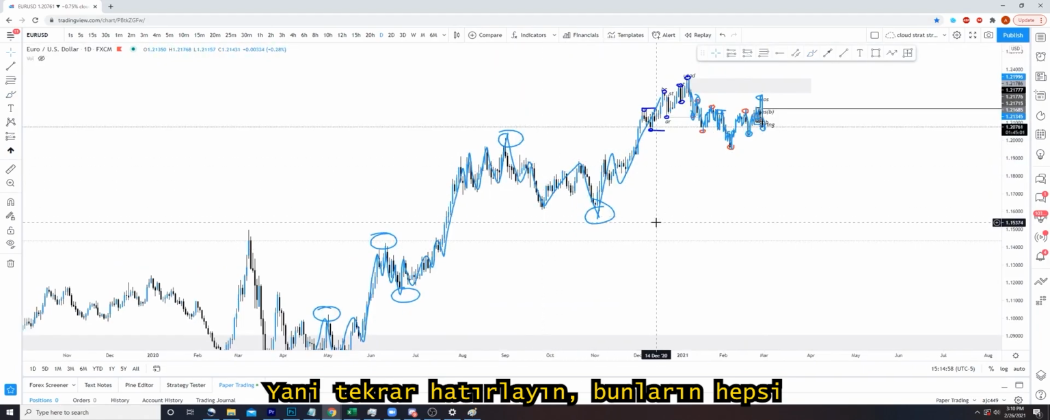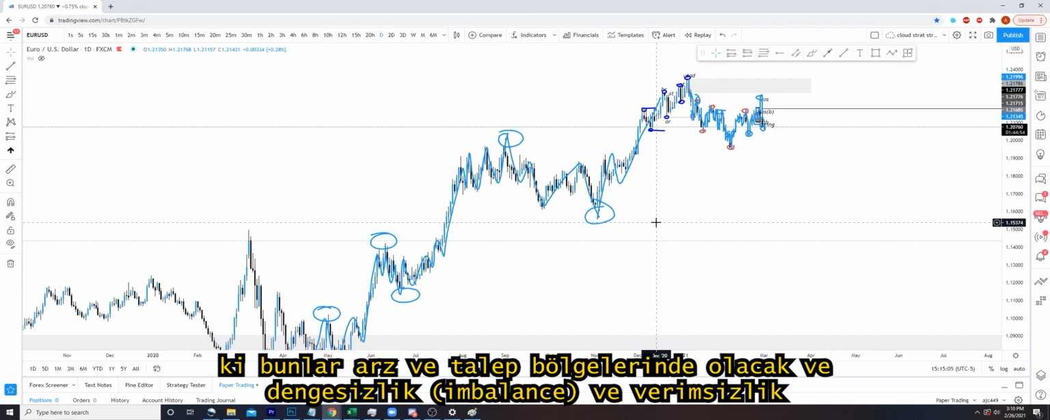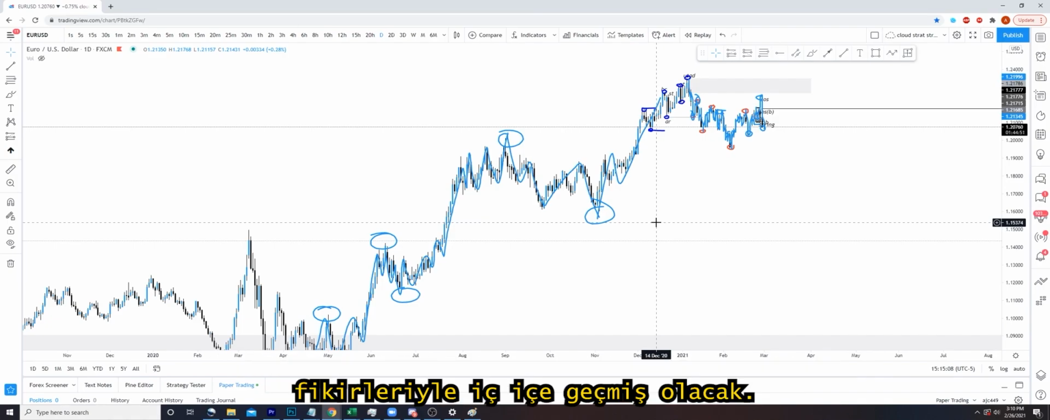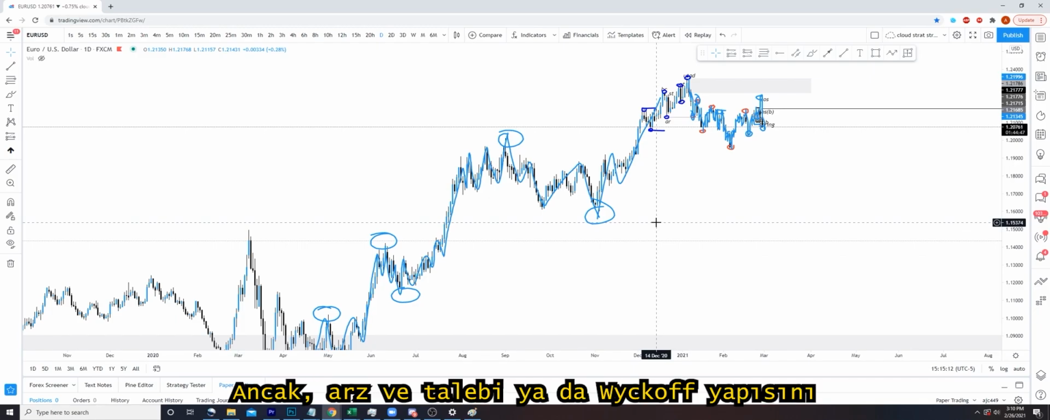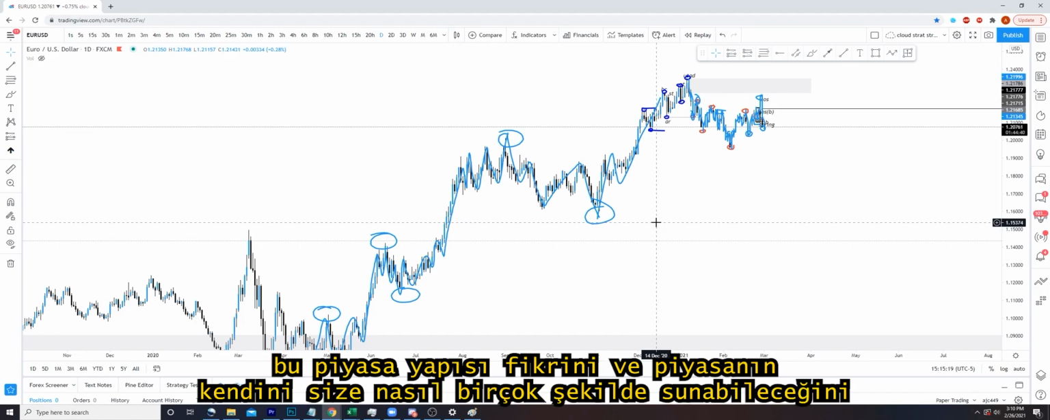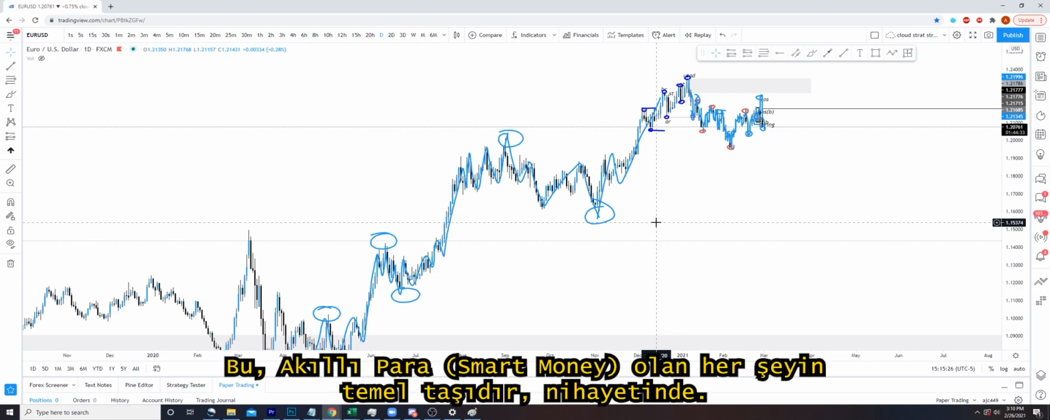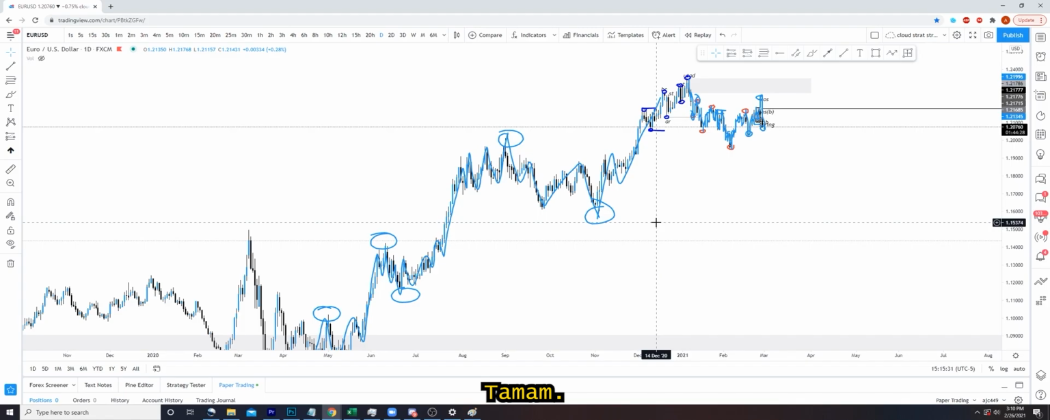So again, remember, this is all going to be part of understanding how to find your points of interest, which are going to be at areas of supply and demand and are going to be intertwined with the ideas of imbalance and inefficiency and stuff like that. However, you need to understand this idea of market structure and how the market can deliver itself to you in multiple ways before you make the next step to even trying to spot supply and demand or even Wyckoff. Structure is the core foundation of everything that is smart money ultimately, okay?